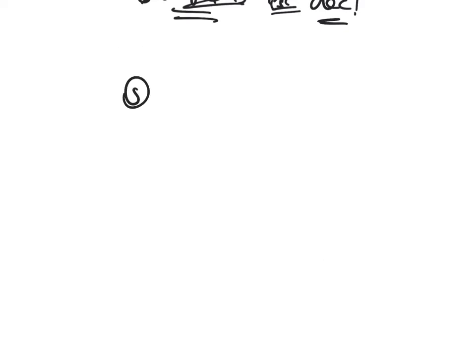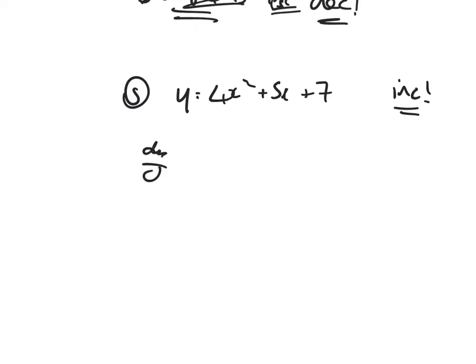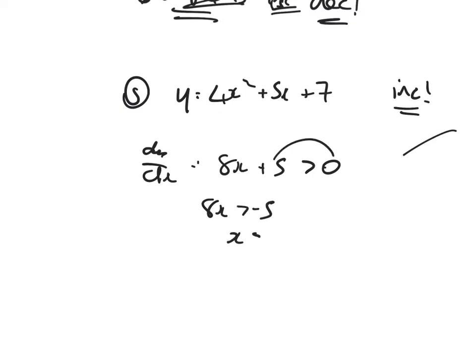Okay, let's try another quite easy one. Find the interval in which the following function is increasing, and it's y equals 4x squared plus 5x plus 7. Okay, so again, differentiate, and that will give me 8x plus 5. I want to know when the gradient is greater than 0, because that's what increasing means. So it's a linear inequality, and 8x is greater than minus 5, x is greater than minus 5 over 8.